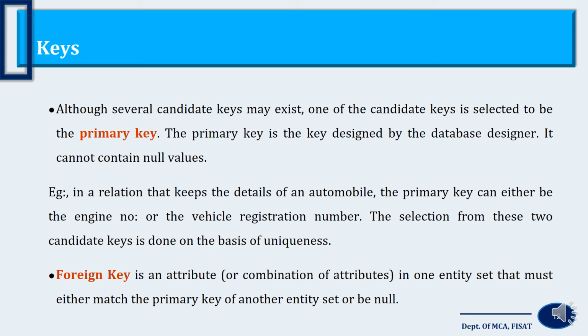Moving to the last type of key, that is the foreign key, which is an attribute or a combination of attributes in one entity set that must either match the primary key of another entity set, or it can be null also. So this foreign key is actually referencing some other entity set. This foreign key can be used for associating relationships with another entity set too. So a foreign key is an attribute in one entity set that must either match the primary key of another entity set. So it refers to the primary key of another entity set. That's all about the various types of keys.